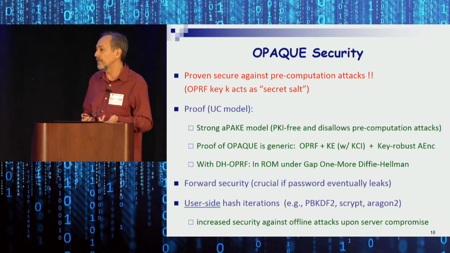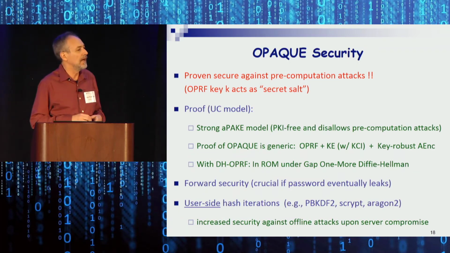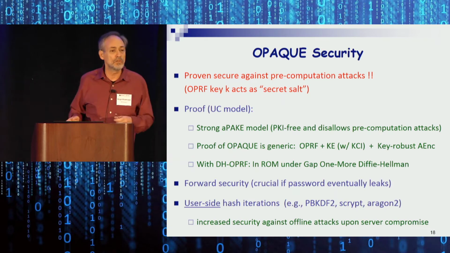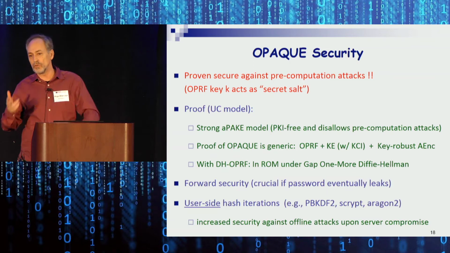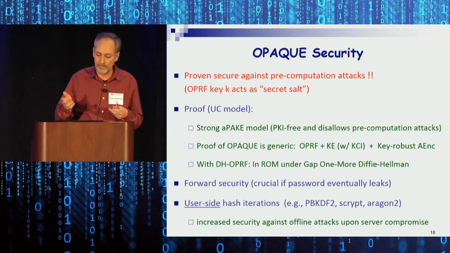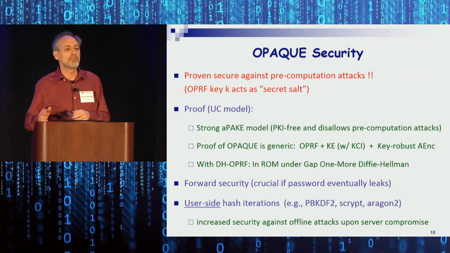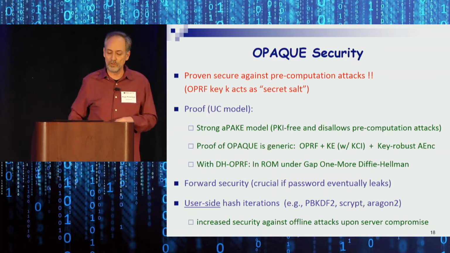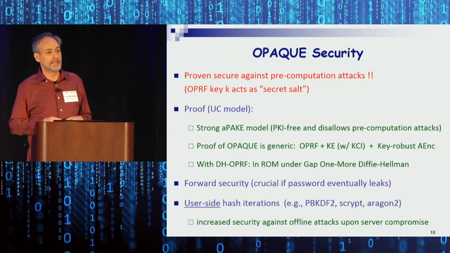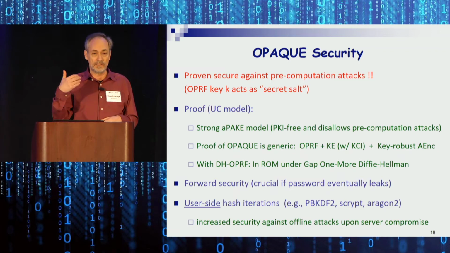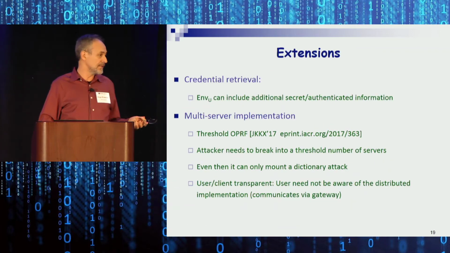And one thing that I didn't mention is that this can also support user-side hardening. So if you want to do hash iterations or use a function like scrypt or Argon2, these kinds of functions are offloaded to the user, and that strengthens the protocol more against dictionary attacks in the case of server compromise.